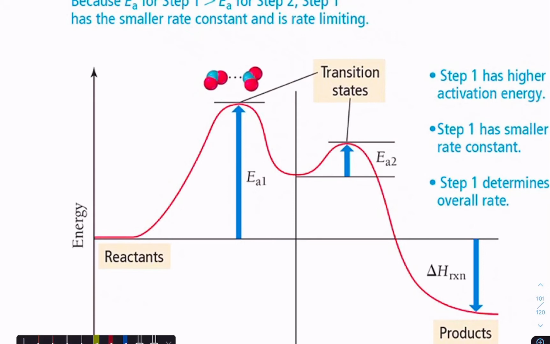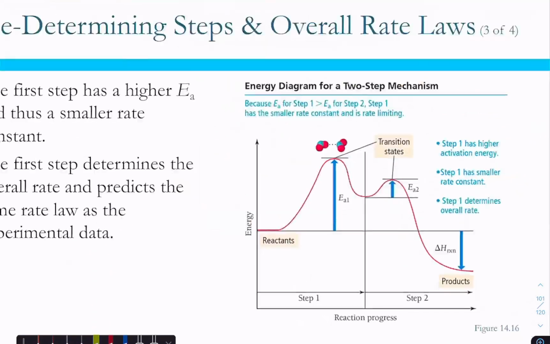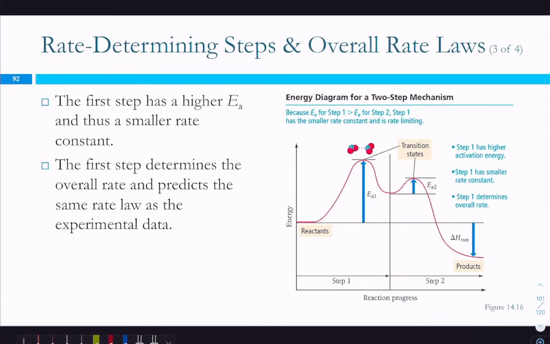So because this energy is higher, there's less likely to be molecules that have enough energy to get over that barrier. That's going to be the rate limiting step. So the step that requires more energy is slower. So our first step determines the overall rate, and then anything that makes it over that first hurdle can pretty quickly go into the next one and down into the products.